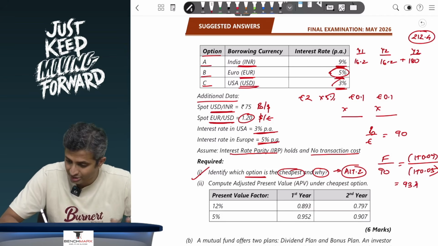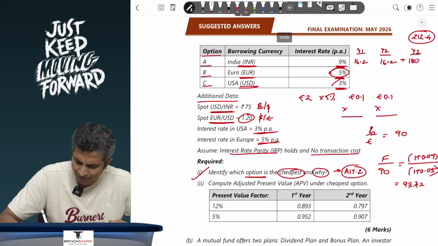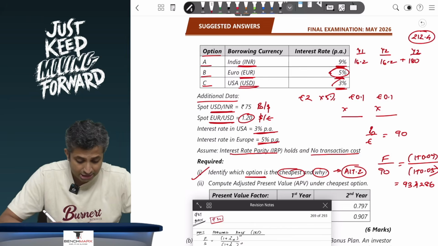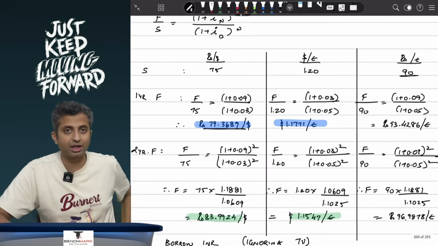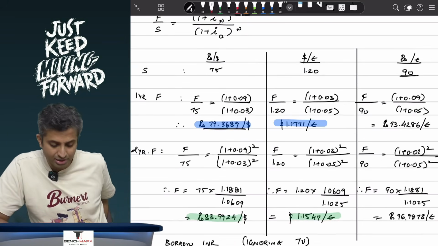Usually for discount factors we take around 4 decimals. So if I were to take 93.4286, that is what we have taken, but if you see the institute solutions, they have taken just 2 decimals, so it is a little arbitrary again.